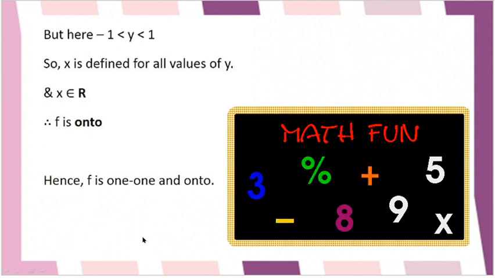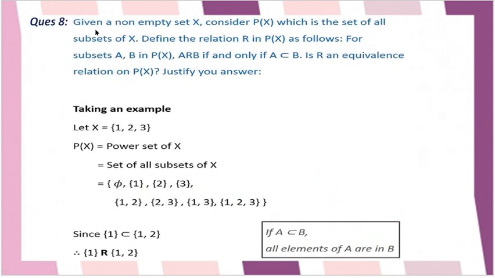Hence the function is one-one and onto as well. Question number 8. Given a non-empty set X, consider P(X), which is the set of all subsets of X. Define the relation R in P(X) as follows. For subsets A, B in P(X), A R B means A is related to B if and only if A is a subset of B. Is R an equivalence relation on P(X)?